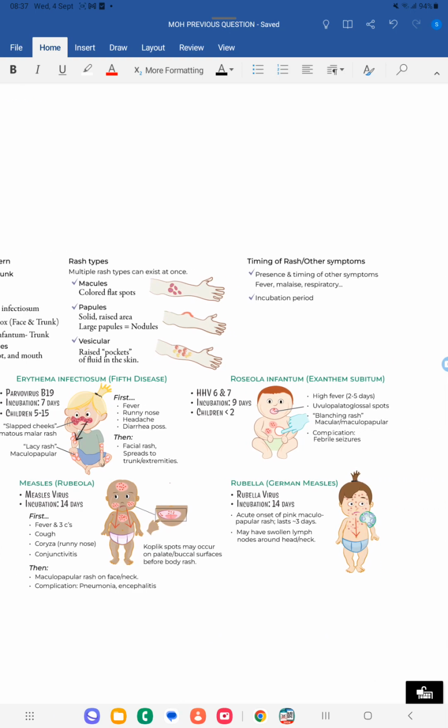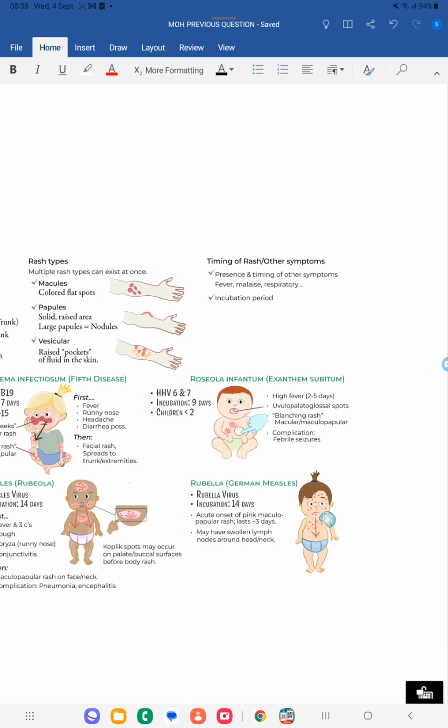Then Roseola infantum, otherwise known as exanthem subitum. This usually affects children less than 2 years. Here the baby was 8 months old, so less than 2 years. That's why Roseola infantum has come as the answer. The causative organism is human herpes virus 6 and 7. Incubation period is 9 days.